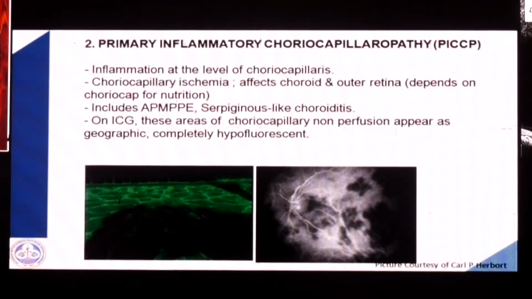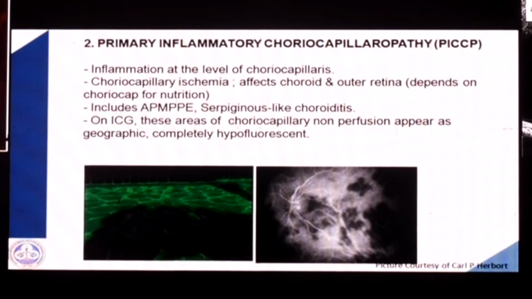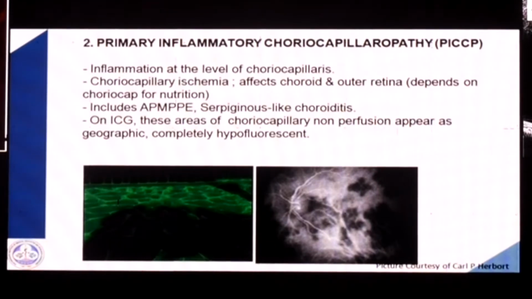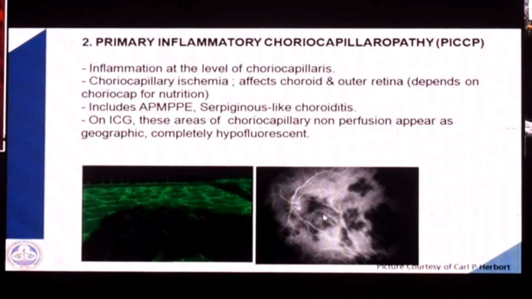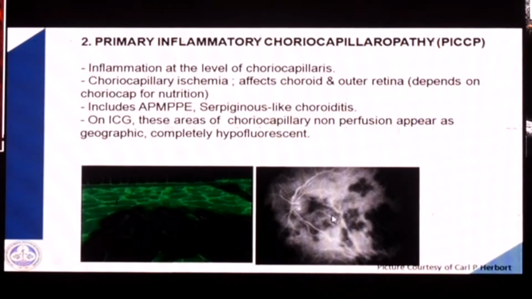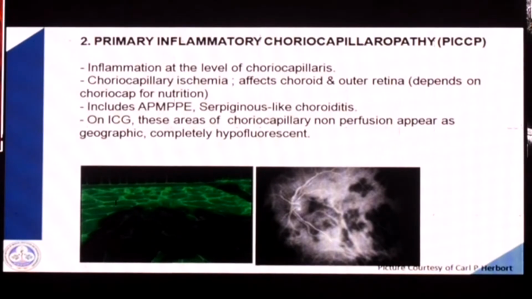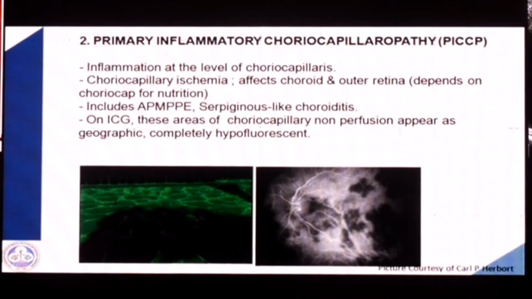Now we come to the second set of choriocapillaropathies, which is primarily ischemic. That is, choriocapillary ischemia is the primary event, and this is what we see in AMPPE or in serpiginous. Now here, these are not round and well-defined like you would see in stromal VKH. These serpiginous varieties are more geographic and completely hypofluorescent.